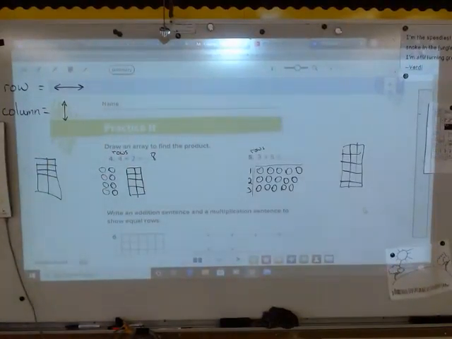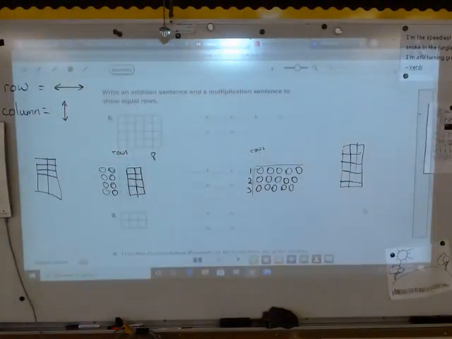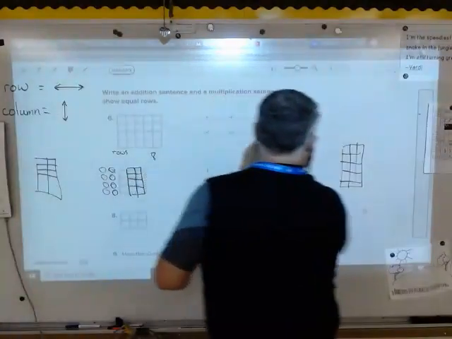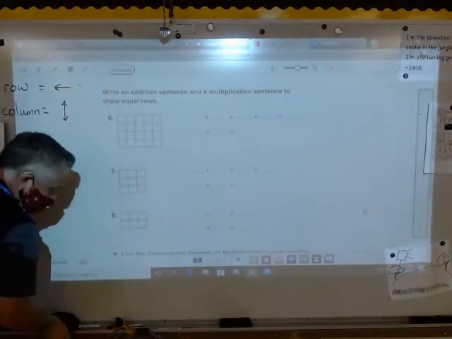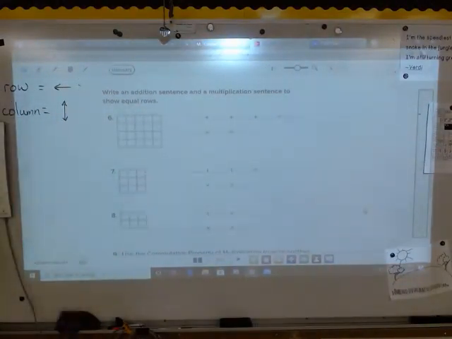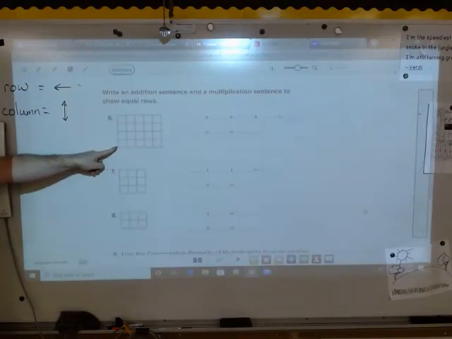It says write an addition sentence and a multiplication sentence to show equal rows. On this one, I personally like to do the multiplication sentence first, because it helps me. How many rows are there in this picture? How many rows are there? How many you got? 4.